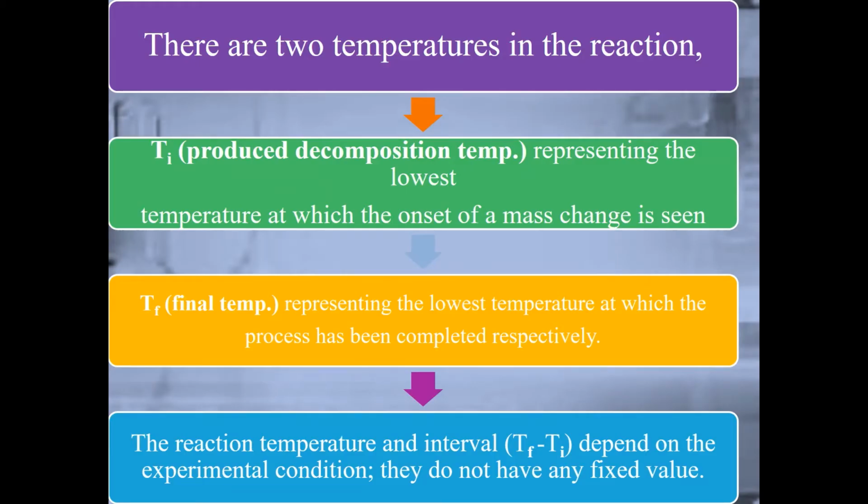There are two temperatures in the reaction. Ti, which corresponds to the initial decomposition temperature, representing the lowest temperature at which the onset of the mass change is seen. Tf, that is the final temperature, representing the lowest temperature at which the process has been completed. The reaction temperature and interval, that is Tf minus Ti, depend on the experimental condition. They do not have any fixed value.